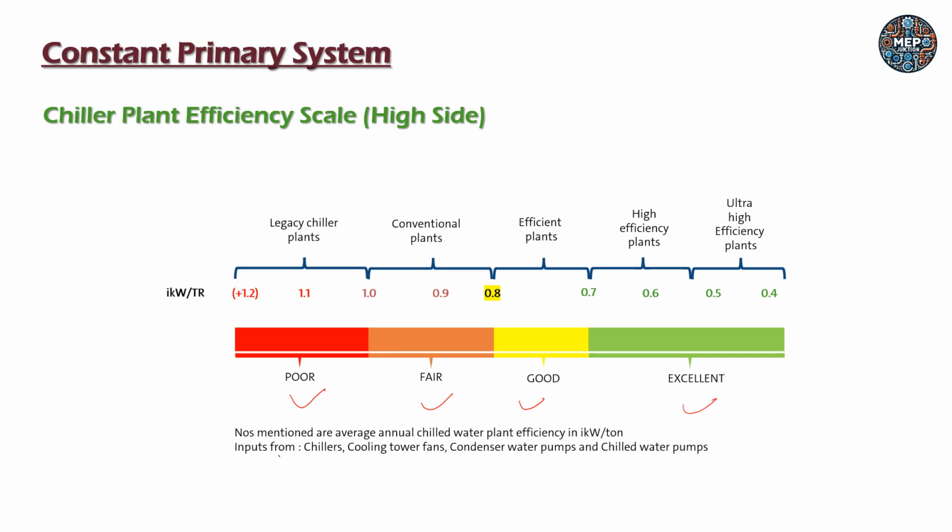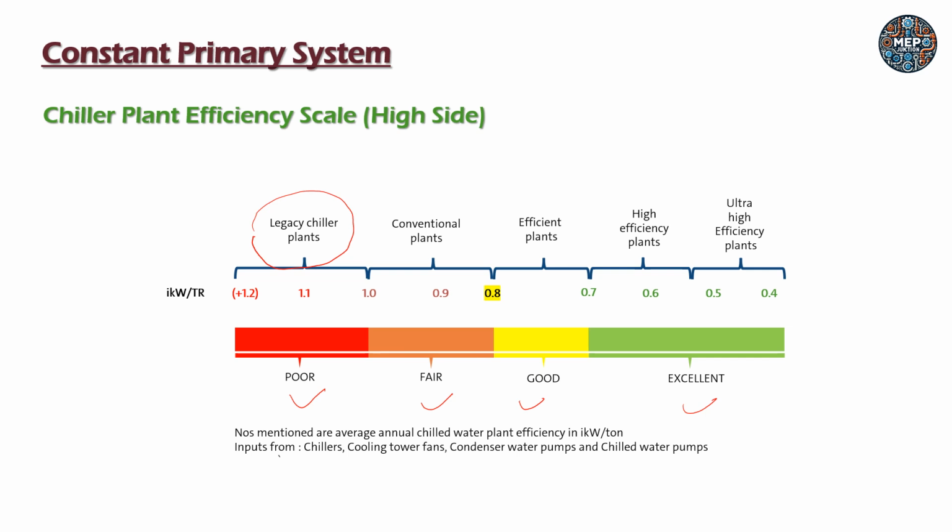Like the first is the legacy plant. The legacy plants are those plants which are typically 15-plus years old, where there is no VFD and plants are running on fixed speed. And the IKW per TR falls between 1 to 1.2 IKW per TR. Sometimes I have witnessed it reach up to 1.6, 1.7 IKW per TR, which is very high, and the plant efficiency is very, very low.